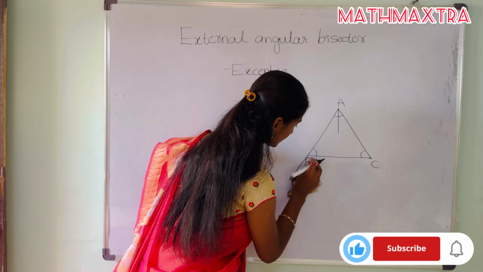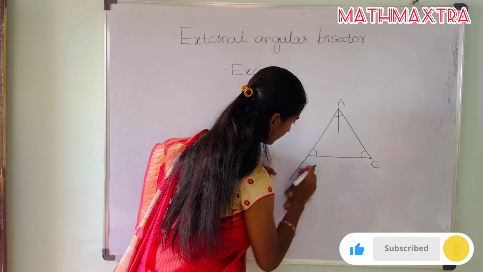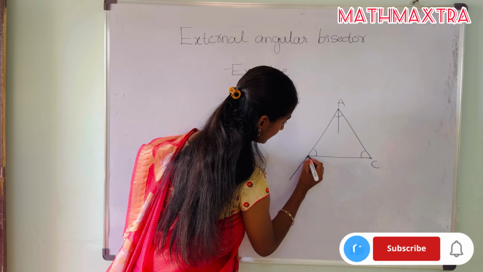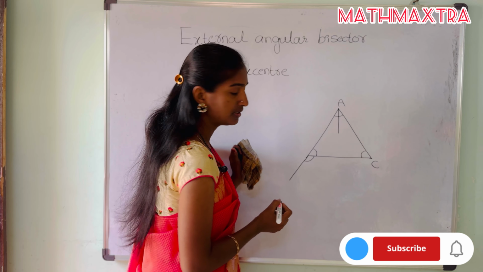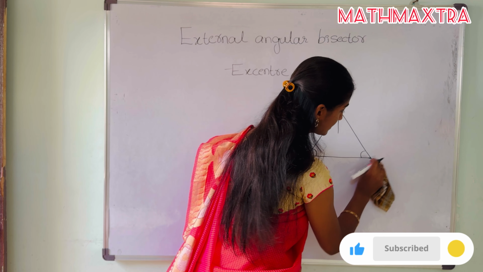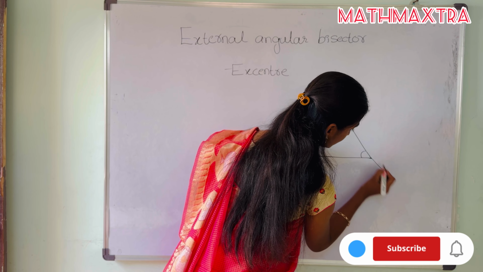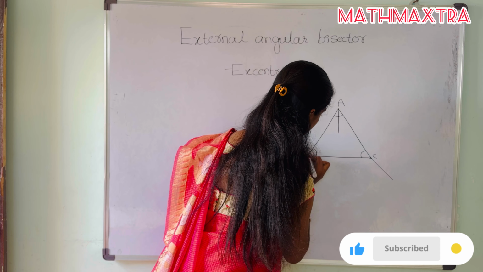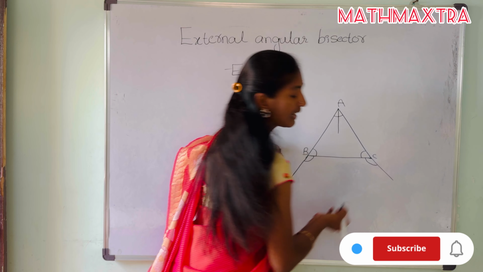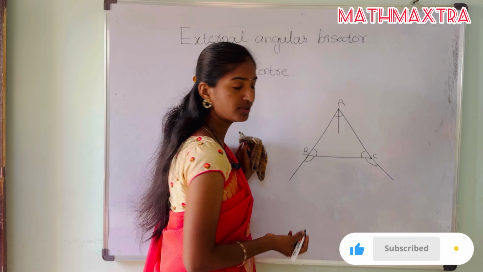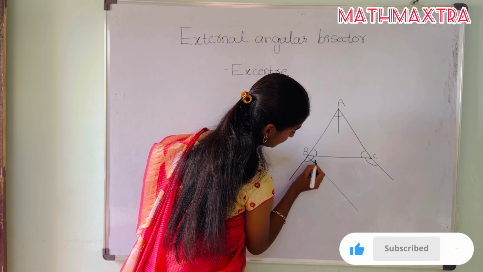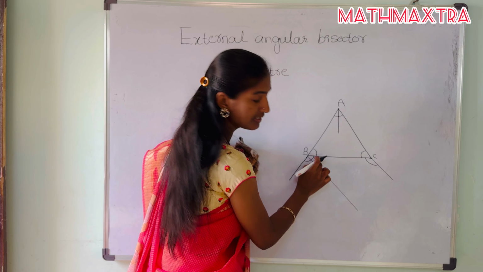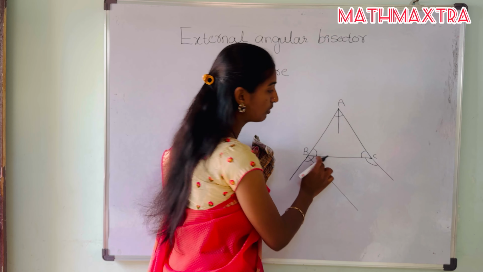This is one external angle. If we extend this side, this is the external angle formed. If you extend this side, this is the external angle formed. So this is an external angular bisector because this line is dividing this external angle into two equal parts.